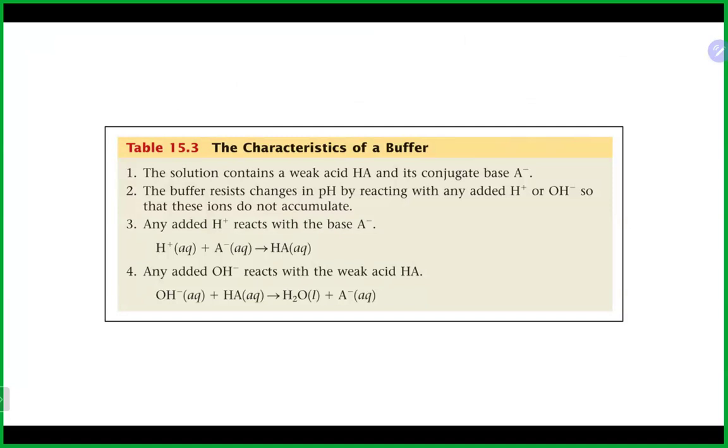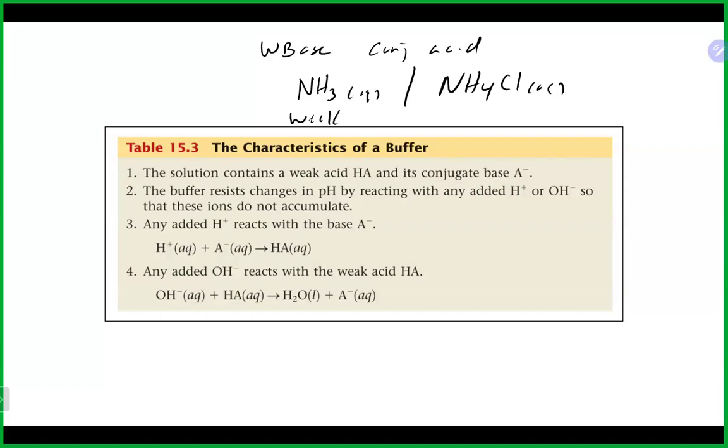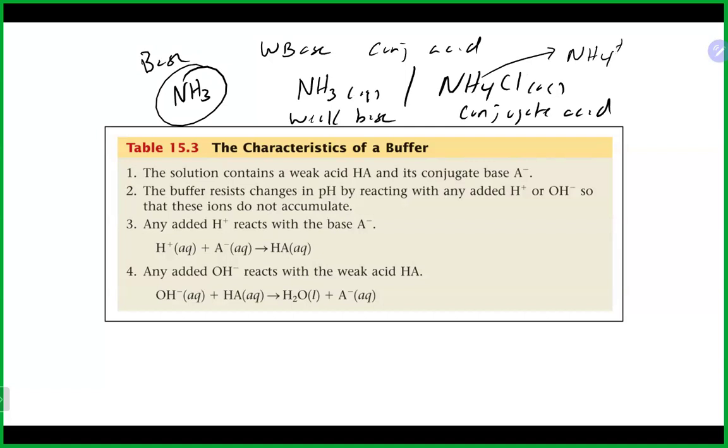By the way, again, you could make a buffer out of a weak base and conjugate acid. An example of that would be something like ammonia and ammonium chloride. This would be a weak base and its conjugate acid. In this particular case, it would be the NH3 as the base part of your buffer. And here it would actually be the NH4 plus as the acid part of your buffer.